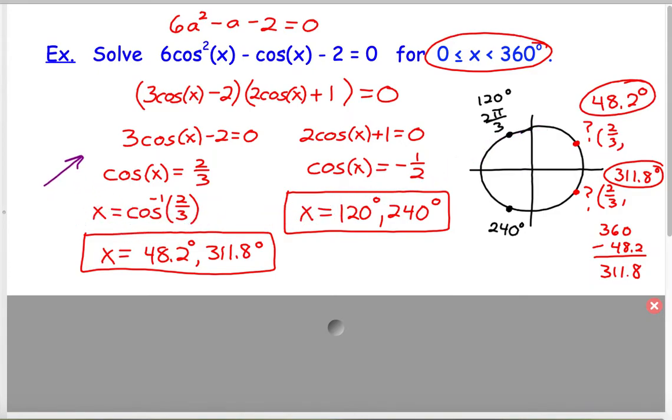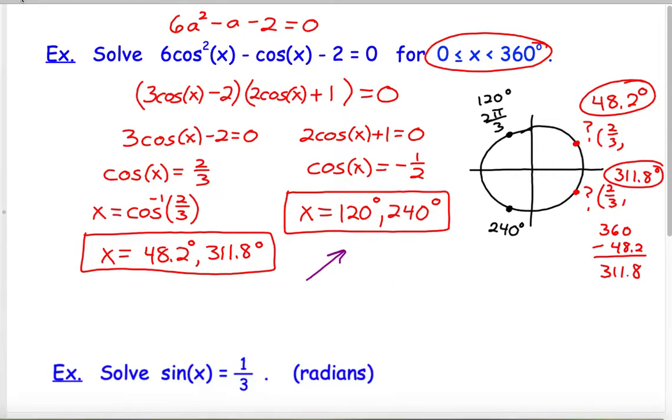All right, and once again, you can always graph this in y1 and find the x-intercepts and check your answers to see if these work. I won't go ahead and do that, but I'll leave that up to you. All right, let's solve one more equation.